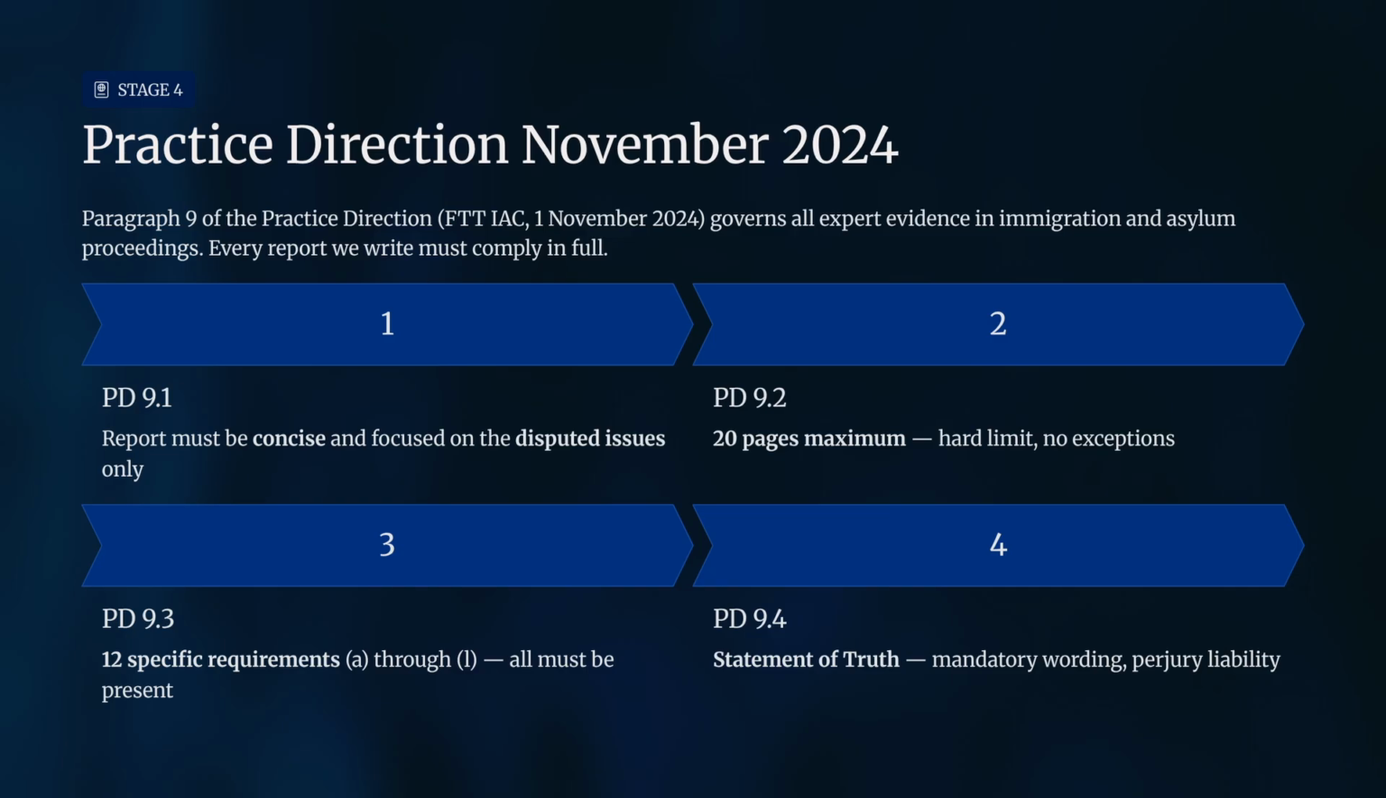Paragraph 9.2 says an expert report must not exceed 20 pages. Curriculum vitae, appendices, and references do not count against this limit, but they should still be concise. Paragraph 9.3 lists 12 specific requirements. Every expert report must contain them.